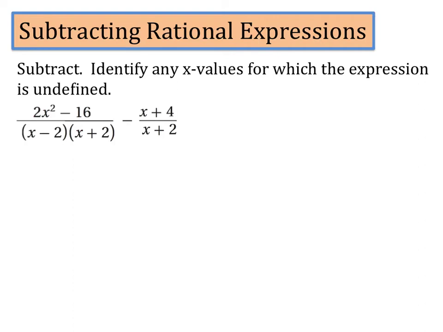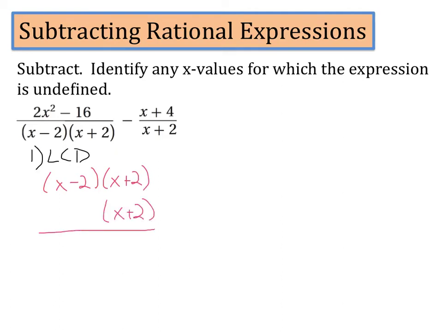Subtracting is the same idea. The first thing you want to do is to find the lowest common denominator. So if my first denominator is x minus 2 times x plus 2, and my second denominator is x plus 2, I know that my lowest common denominator has to be x minus 2 times x plus 2. So this is what I want both denominators to look like.